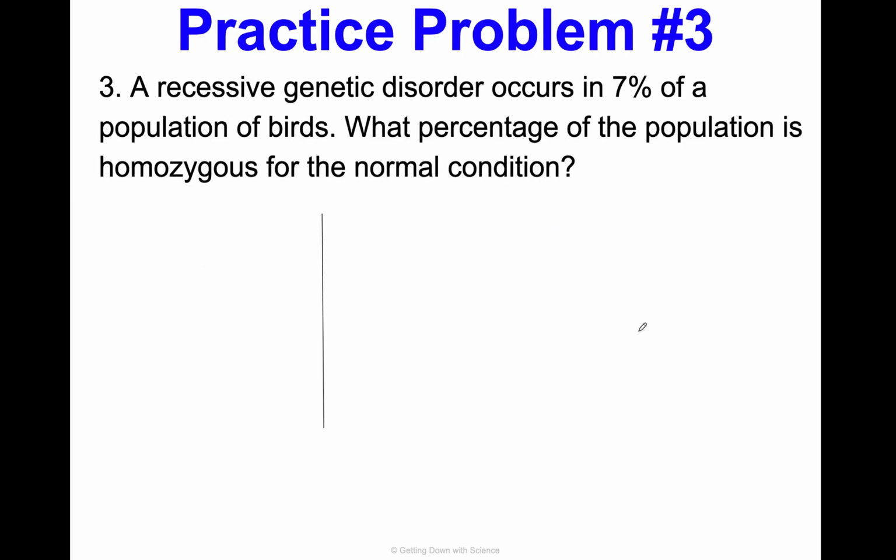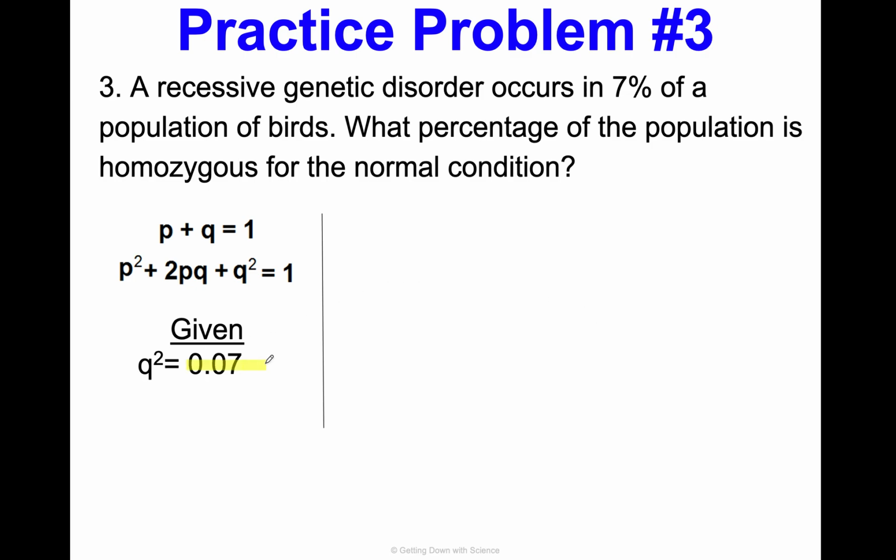Awesome. Practice problem 3. A recessive genetic disorder occurs in 7% of a population of birds. What percentage of the population is homozygote for the normal condition? Step 1, write down your equations. Step 2, write down what you're given. 7% is 0.07, and we know that is recessive, so that's going to be our Q squared. And we need to solve for P squared, right? Because they are asking homozygote under normal conditions. So when they say under normal conditions, that means that they do not have this rare genetic disorder.